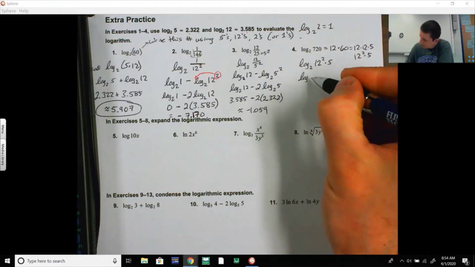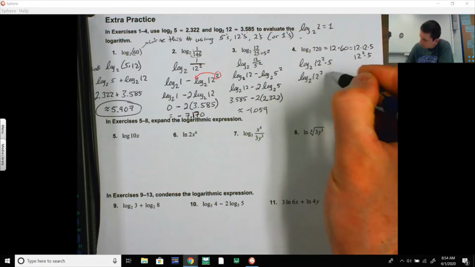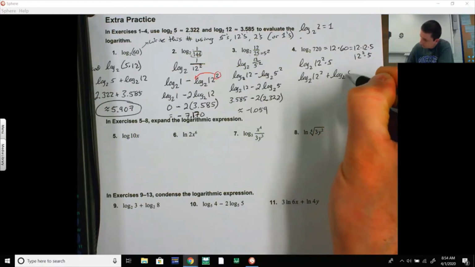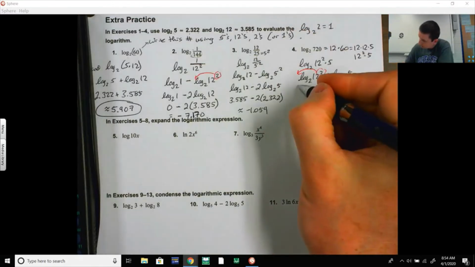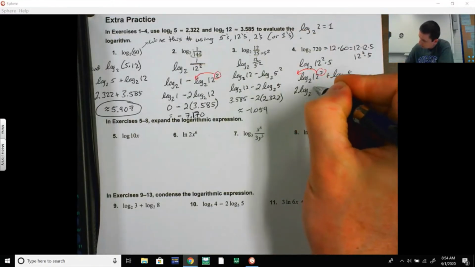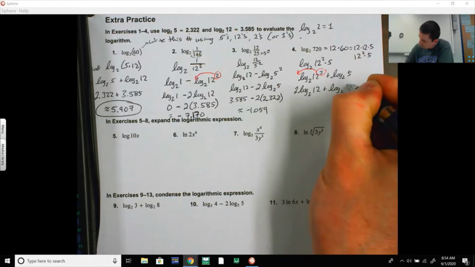So that's log base 2 of 12 squared. This is multiplication, so plus log base 2 of 5. Make the frog jump to log, so there's your frog. Alright. 2 times the log base 2 of 12 plus the log base 2 of 5.